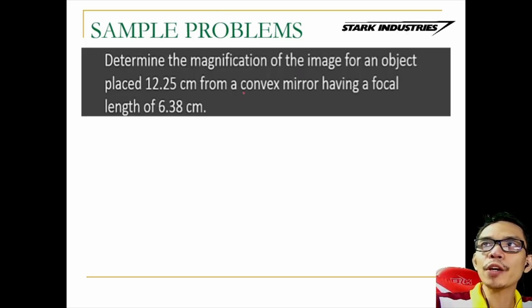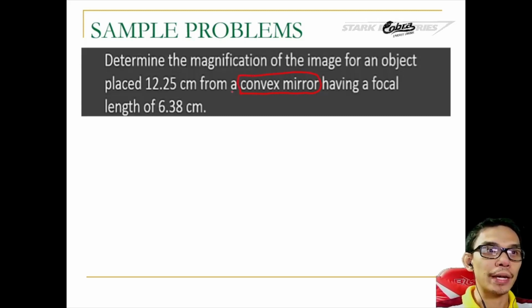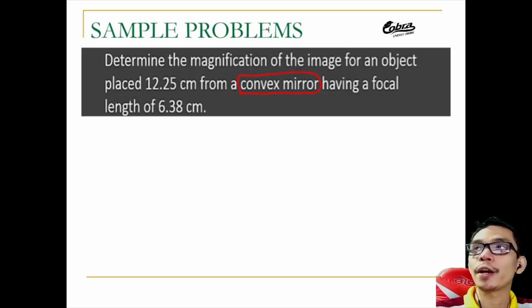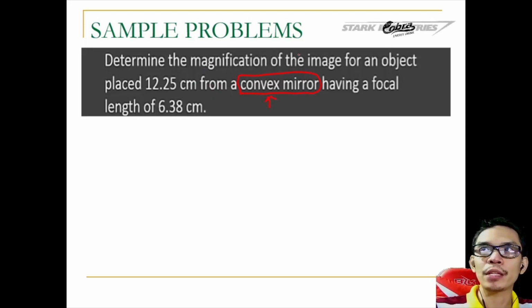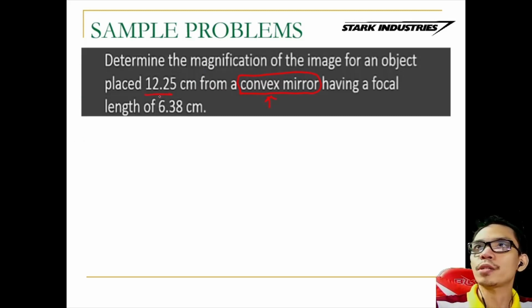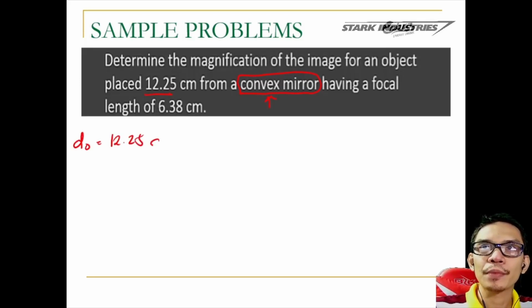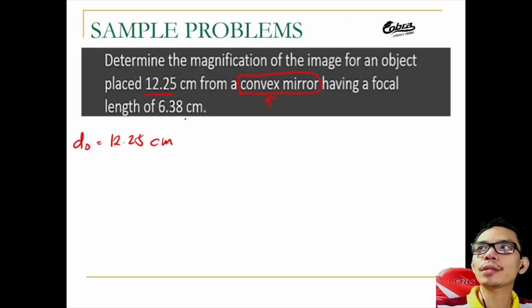Let's try to find out first what kind of mirror the problem used. The mirror that was used in this problem is a convex mirror, like so, over here. There's nothing else given aside from this mirror. So let's write now the data. Let's start first with what we have right here. This is the distance of the object, that was 12.25 cm. Next one, how about the focal length?